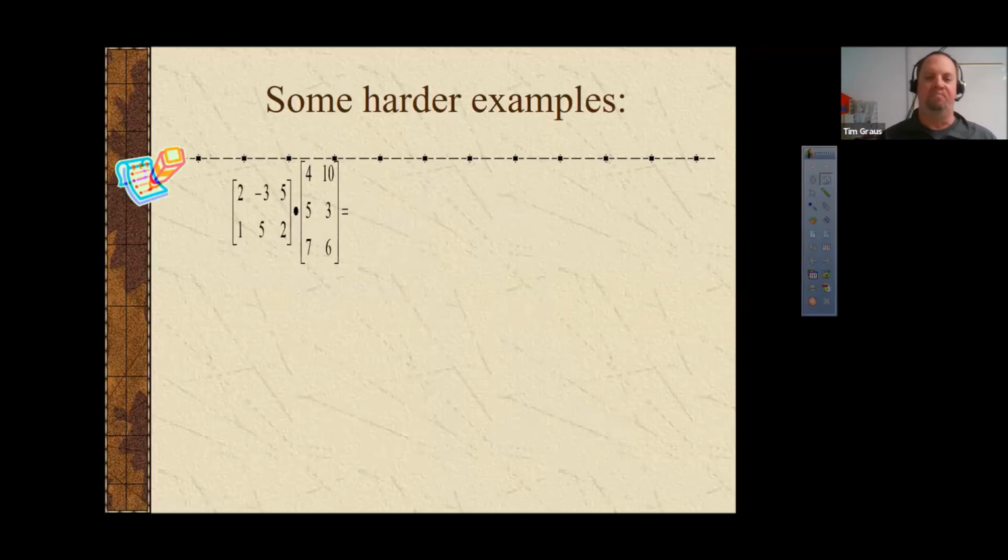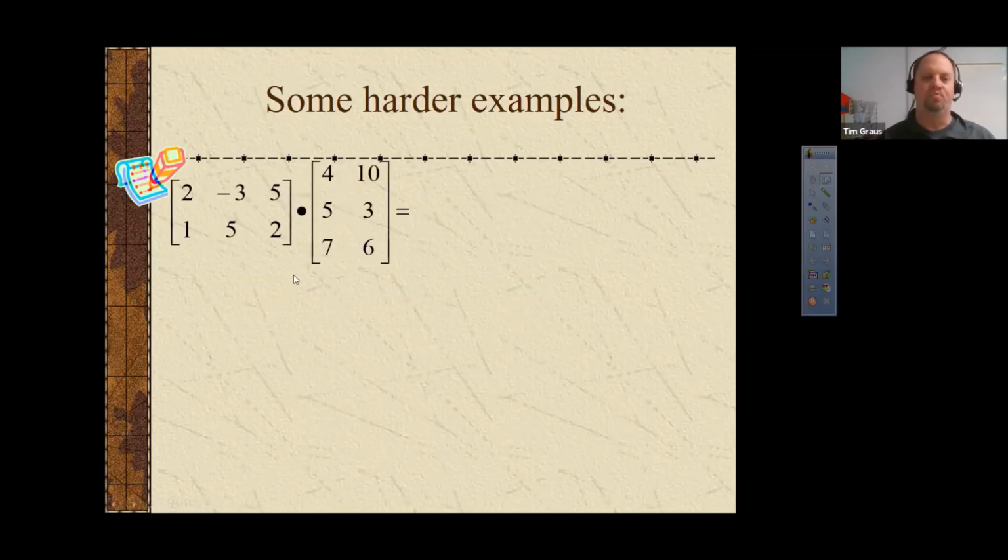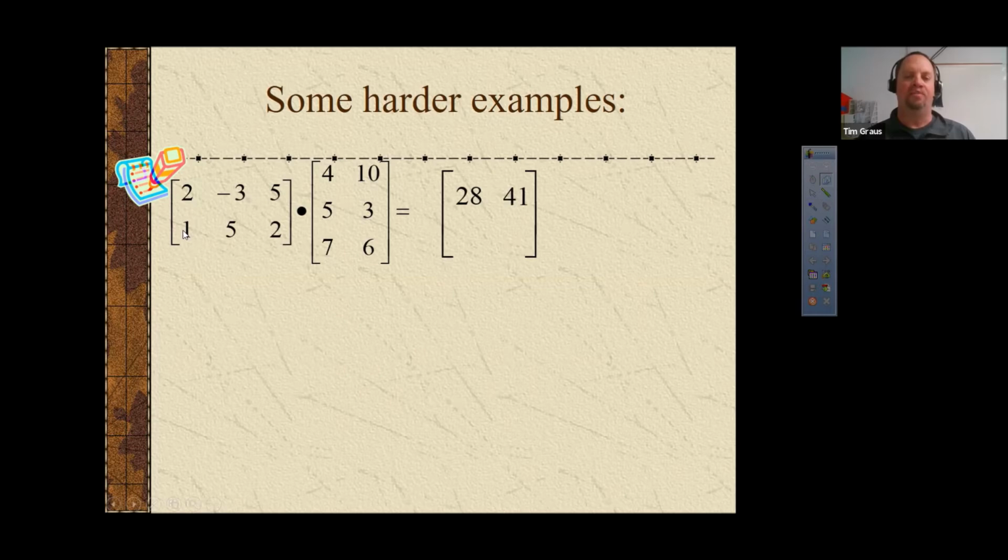Well, let's keep making this more complicated. What if I have 2 rows, 2 columns? The first row times the first 2 columns is exactly what I already had before. So I should still have those same 2 numbers, the 28 and the 41. But now I have to do something with this second row. The second row, 1 5 2, is going to have to multiply times the first column and the second column. And that'll give us 2 more parts to our answer matrix.